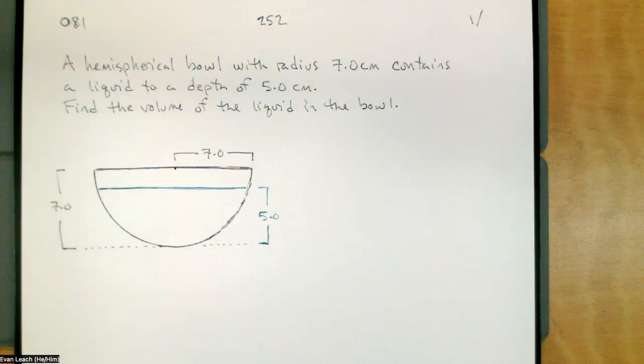Today, we want to consider a hemispherical bowl with a radius of 7 centimeters, and it's going to contain a mysterious liquid to a depth of 5 centimeters. And we want to find the volume of the liquid in the bowl.